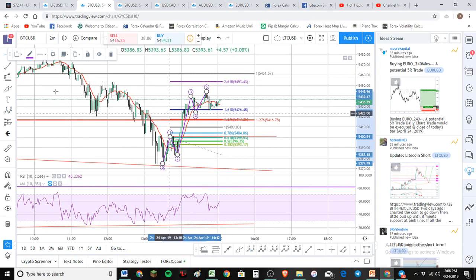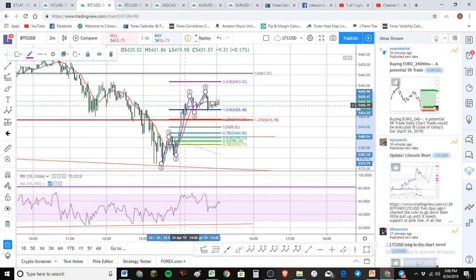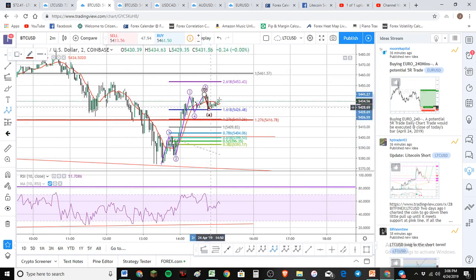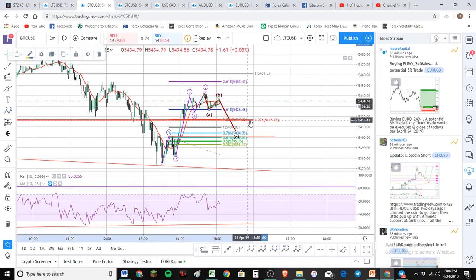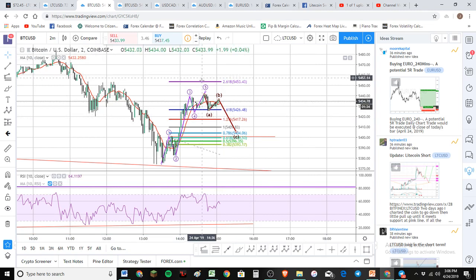But whatever the case, after 5 clear waves, and we're close to making that, we should expect an ABC. So we should be expecting something like A, B, C coming down, right? So that's what we're looking for. Let me get this fib off of here so that you can see what's going on.